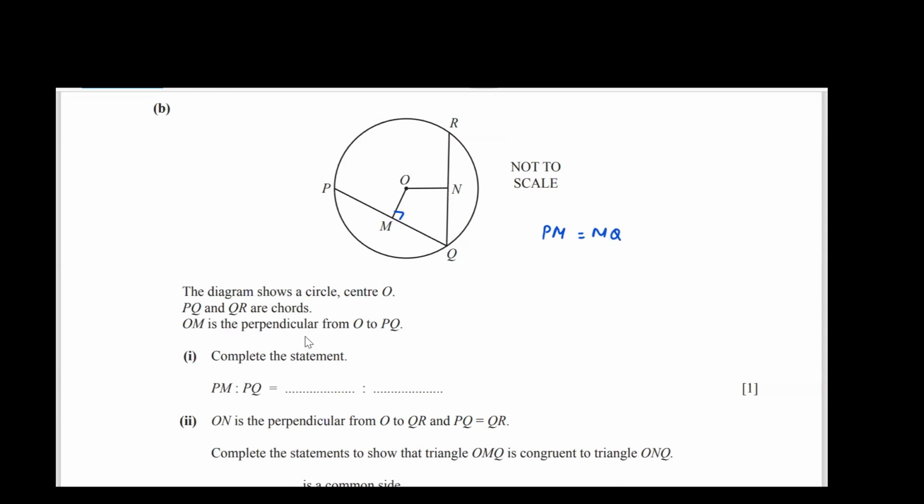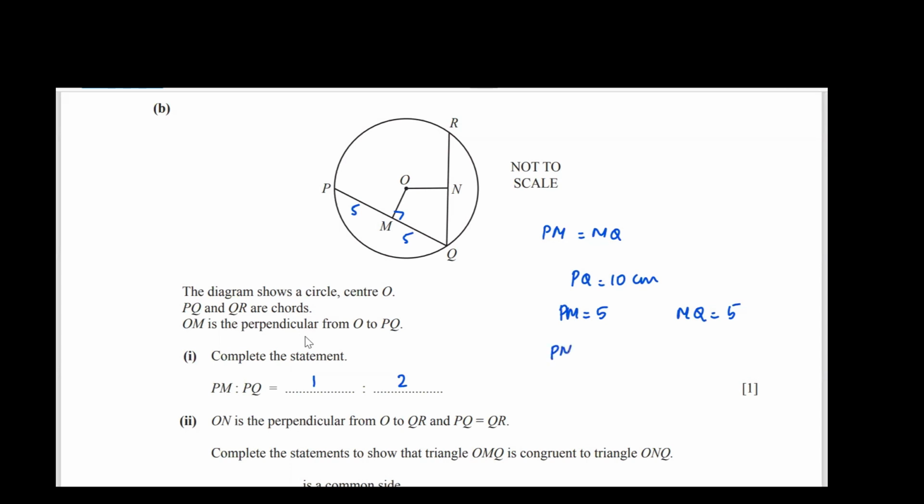Now the question here is PM is to PQ. So this is in the ratio of 1:2. The whole thing, suppose if we take it as 10 centimeters, so this will be 5, this will be 5. This is just an example for you to understand. If the whole thing is 10 centimeters, then PM will be 5 and MQ will also be 5. So what we need here is just writing this 5, 5.